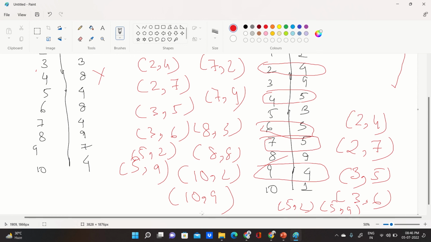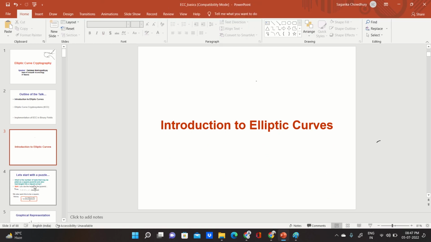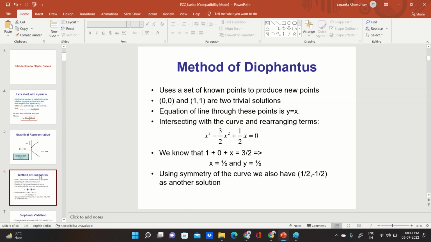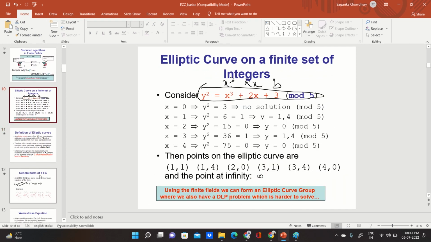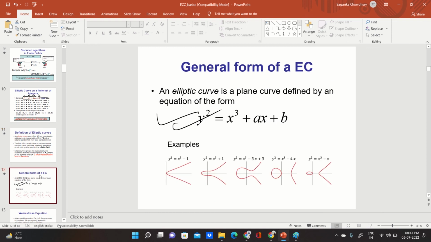Let's check what is there in the PPT. Yeah, this is the general form of the elliptic curve: y square is equal to x cube plus ax plus b. We have already known that. You can see how this elliptic curve is represented when y square is equal to x cube minus 1 and when y square is equal to x cube plus 1. How this whole thing changes, your elliptic curve changes.